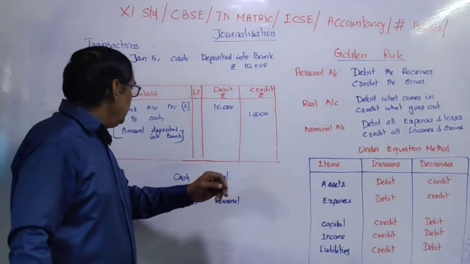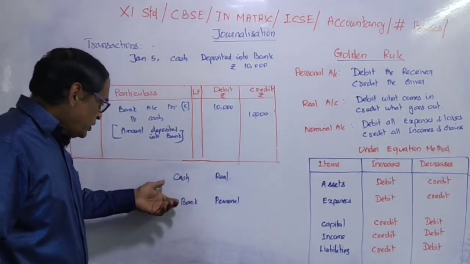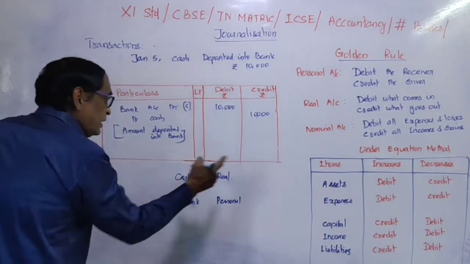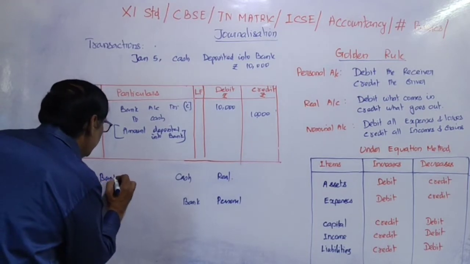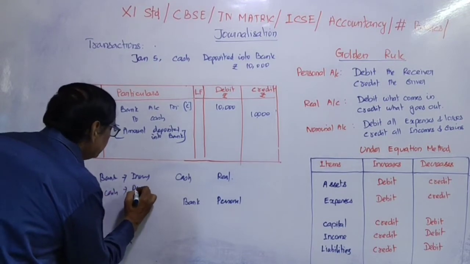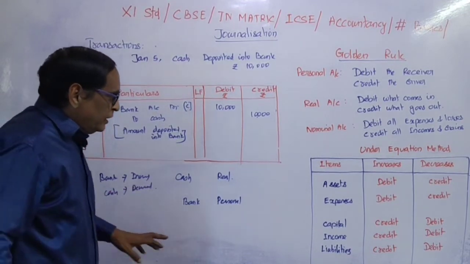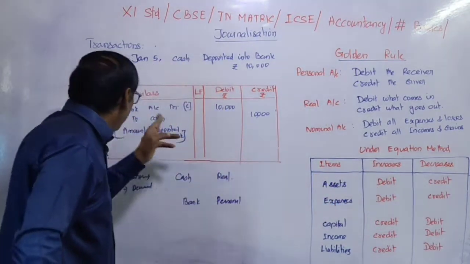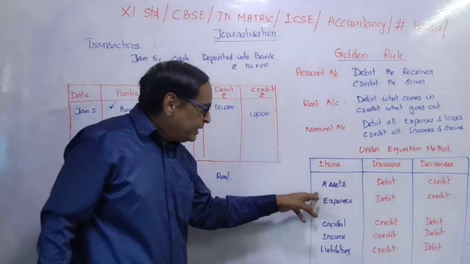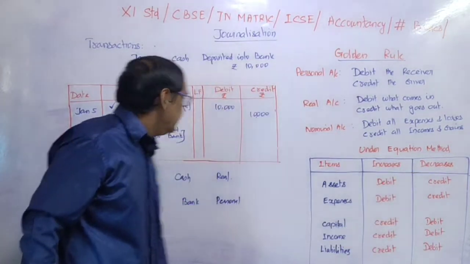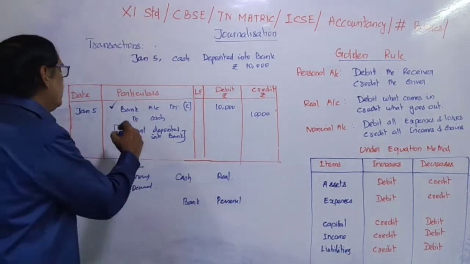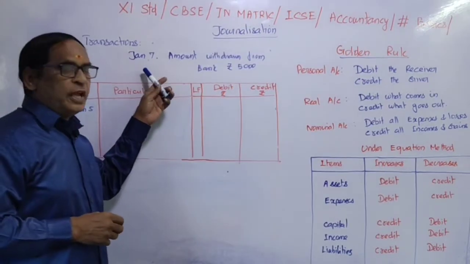Under equation method, cash and bank both are assets. Here bank balance under equation method is increased. Cash balance is decreased. That means if asset increase is to be debited, here bank balance is increased, so it is debited. Cash is also an asset. So asset decreases. Asset decreases means it is credited. So cash is asset, it is decreased. So bank account debit to cash. Understand?